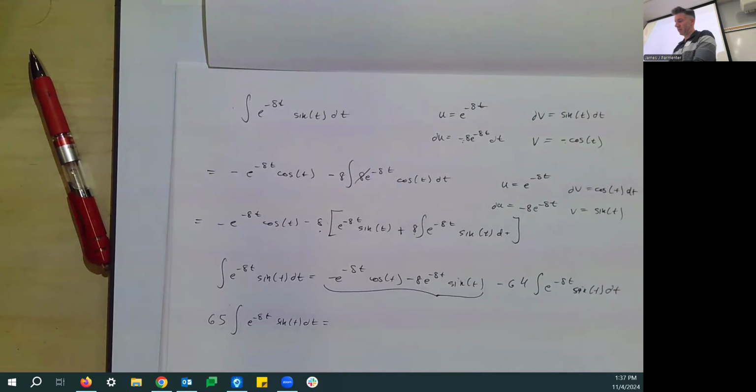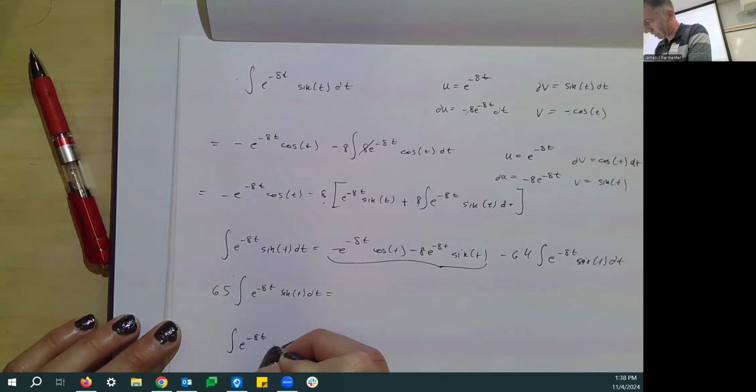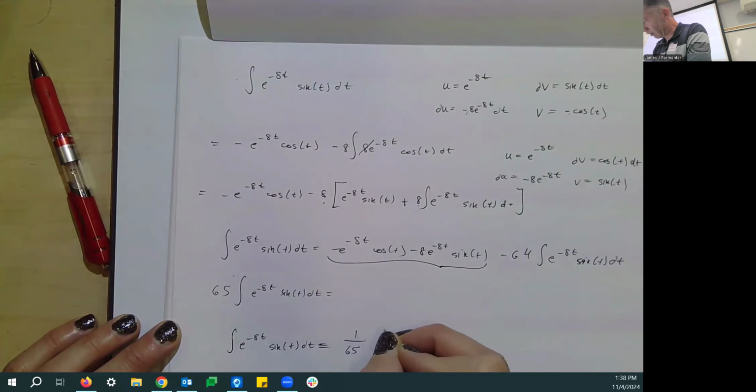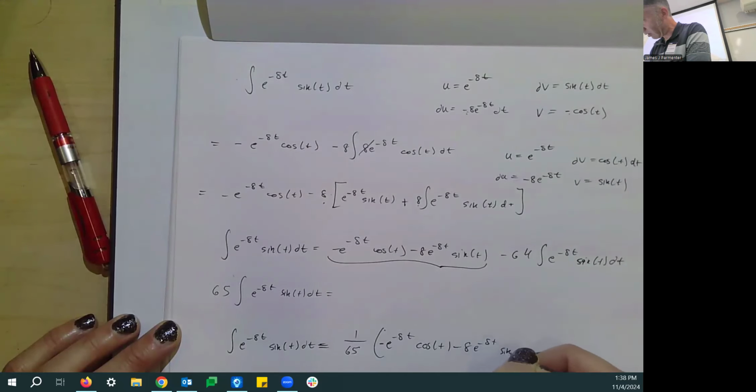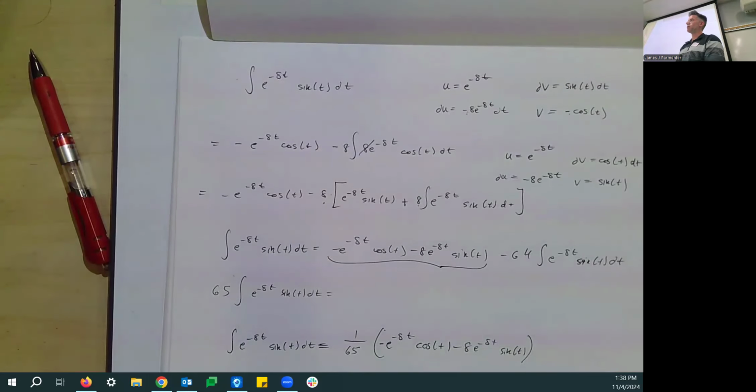And I'm going to divide both sides by 65 to get finally the integral of e to the negative 8t times sine of t dt equal to 1 over 65 times all of that. Negative e to the negative 8t times cosine of t minus 8 e to the negative 8t times sine of t. Good God. Plus c. I'm not going to write plus c right now. The plus c is important though.